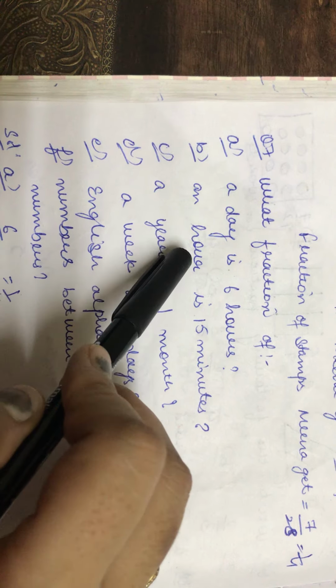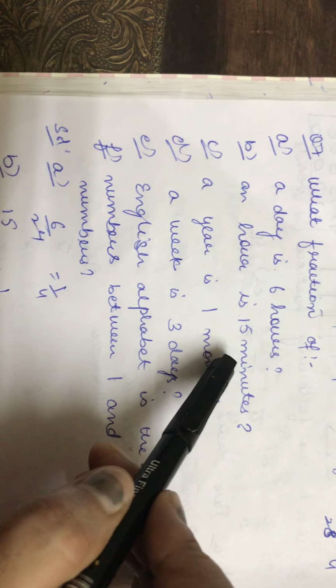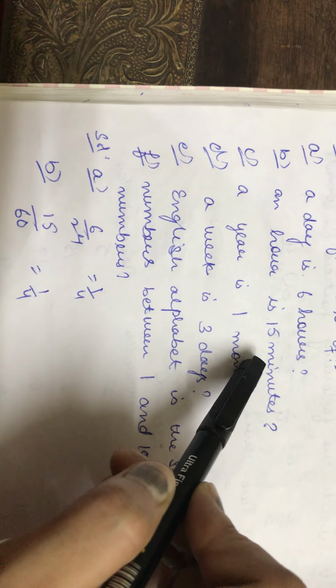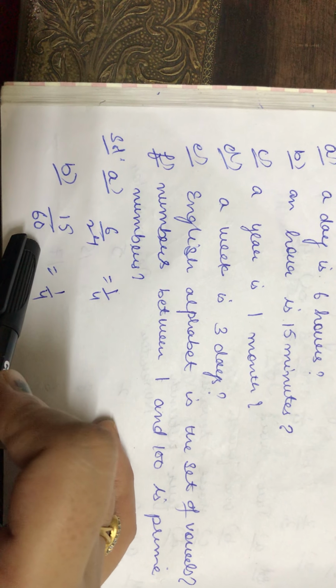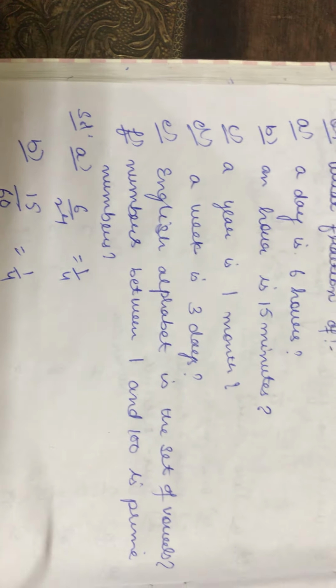Now an hour means 60 minutes. So out of this total of 60 minutes, I want to know the fraction for 15 minutes, so it will be 15 by 60, or you can further simplify: 15 ones are 15 and 15 fours are 60.